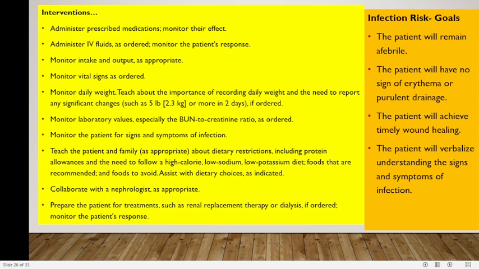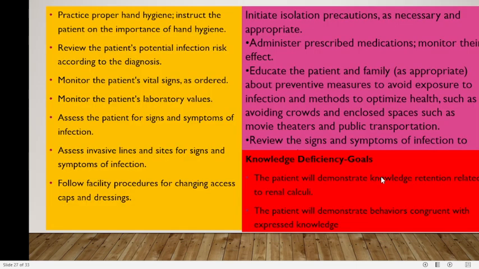Okay. The next nursing diagnosis for patients with nephrolithiasis, or stones, is infection risk. And they're saying that the goal is that the patient will remain afebrile, the patient will have no sign of erythema or purulent discharge, the patient will achieve timely wound healing, and the patient will verbalize understanding of signs and symptoms of an infection. Okay, here are some of the interventions that we need.